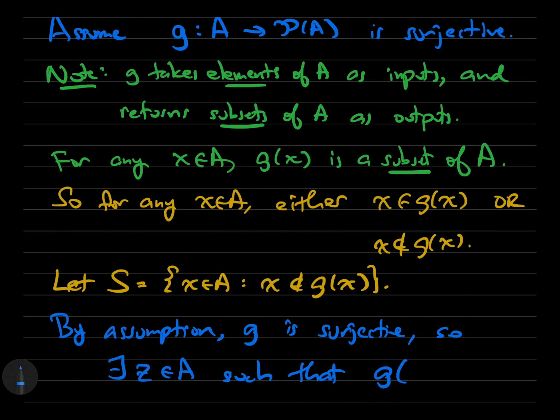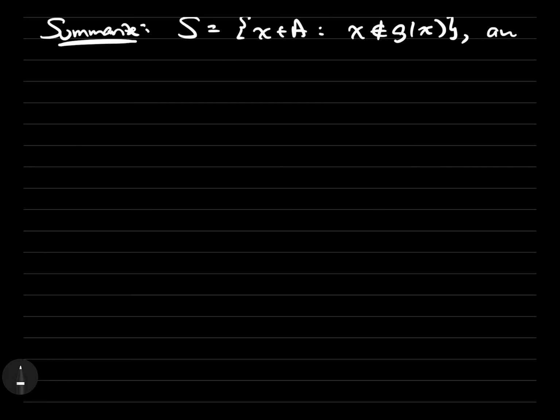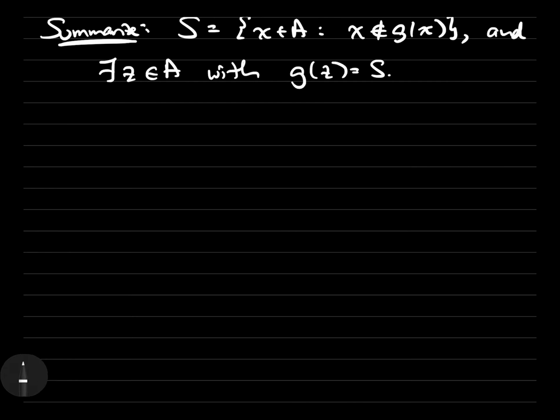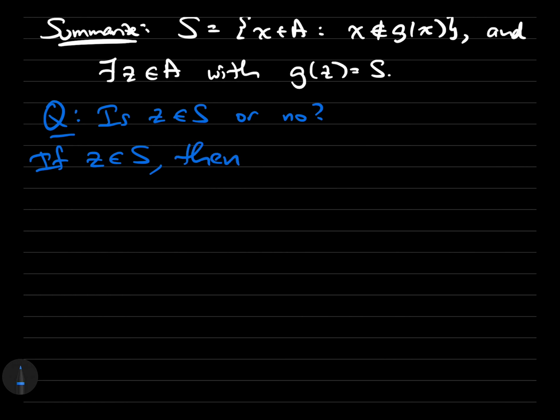So again, to summarize what we have, we define S to be the set of all x such that x is not in g of x, and we know that there exists a z in A with g of z equal to S. So here's the big question. Is z in S or no? Well look, if z is in S, remember S is g of z, so z is in g of z, so z is not in S. That's a contradiction.